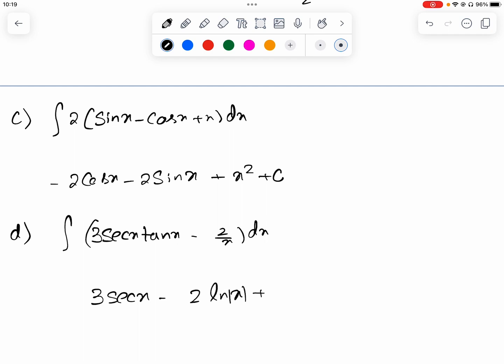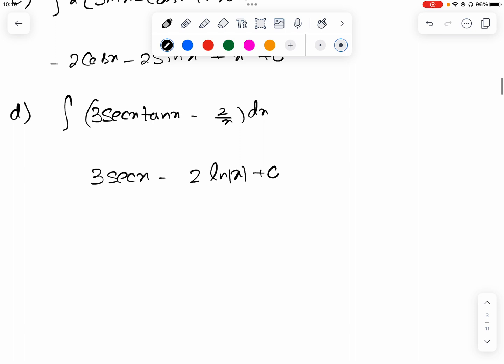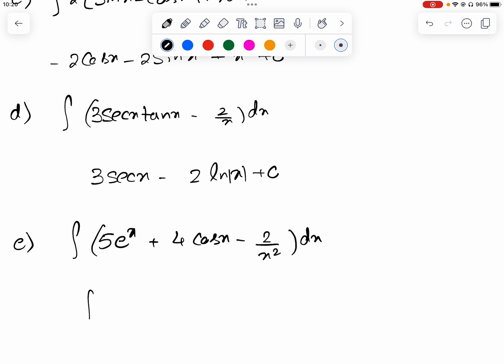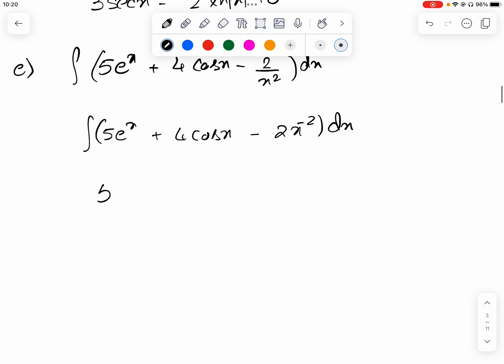Part E, integral of 5 e power x plus 4 cos x minus 2 upon x square dx. So what do I do? First do the cleanup procedure. 5e power x plus 4 cos x minus 2x power negative 2 dx. So what does that become? 5e power x plus 4 sin x plus 2 upon x plus c.